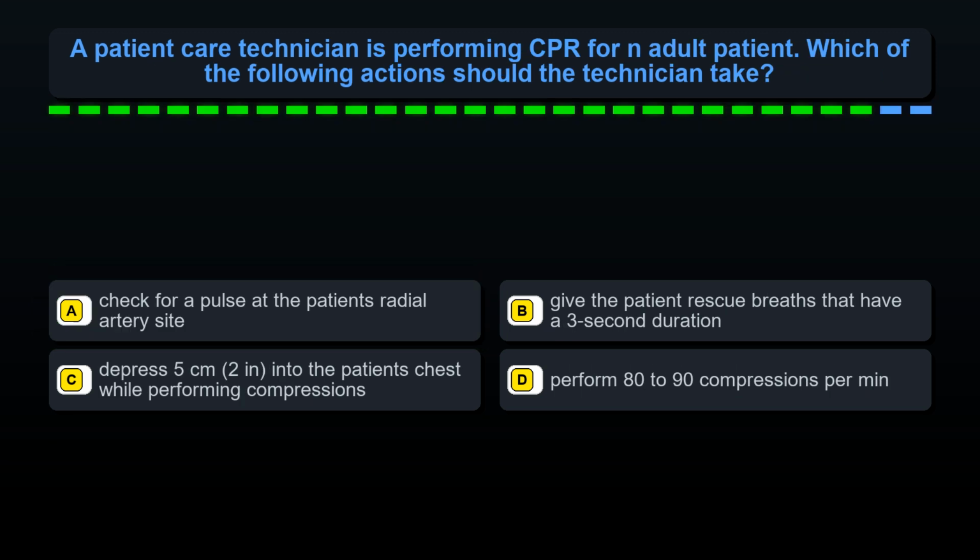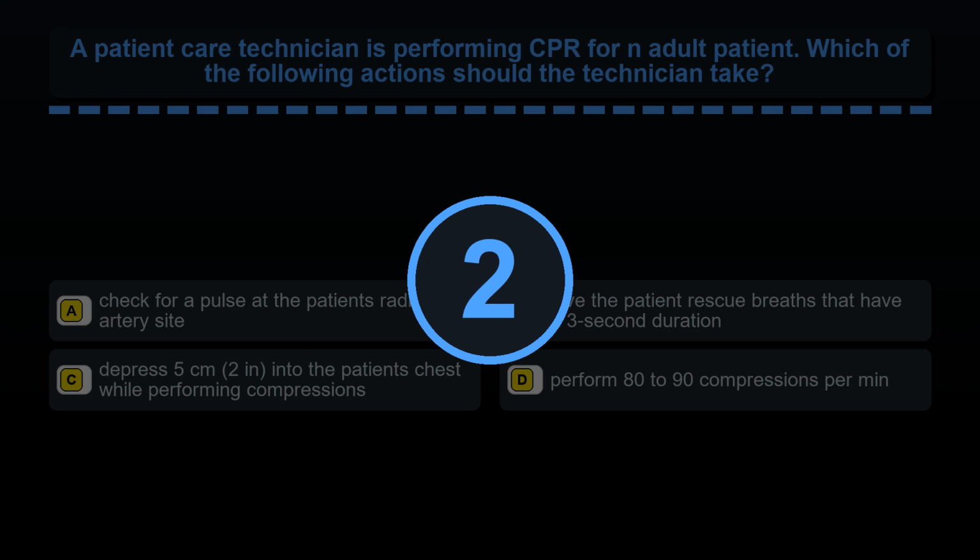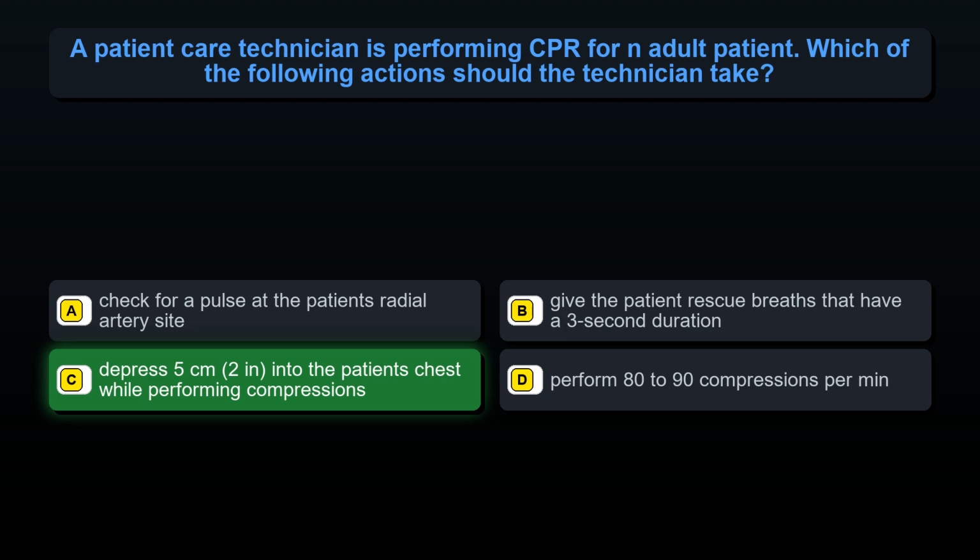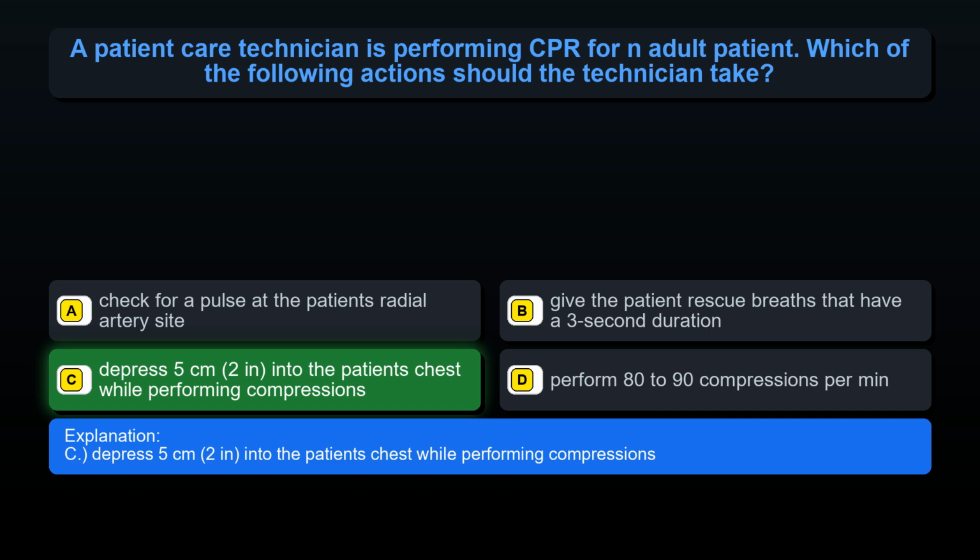Question 53. A patient care technician is performing CPR for an adult patient. Which of the following actions should the technician take? Option A, check for a pulse at the patient's radial artery site. Option B, give the patient rescue breaths that have a 3-second duration. Option C, depress 5 cm, 2 in, into the patient's chest while performing compressions. Option D, perform 80 to 90 compressions per min. The correct answer is option C, depress 5 cm, 2 in, into the patient's chest while performing compressions.